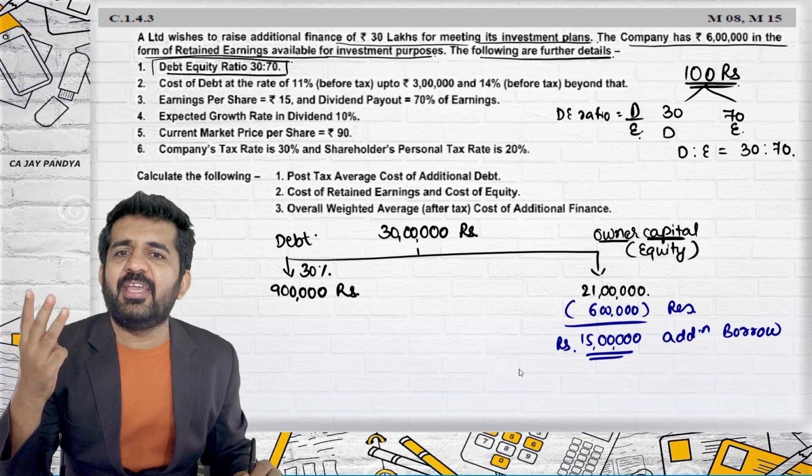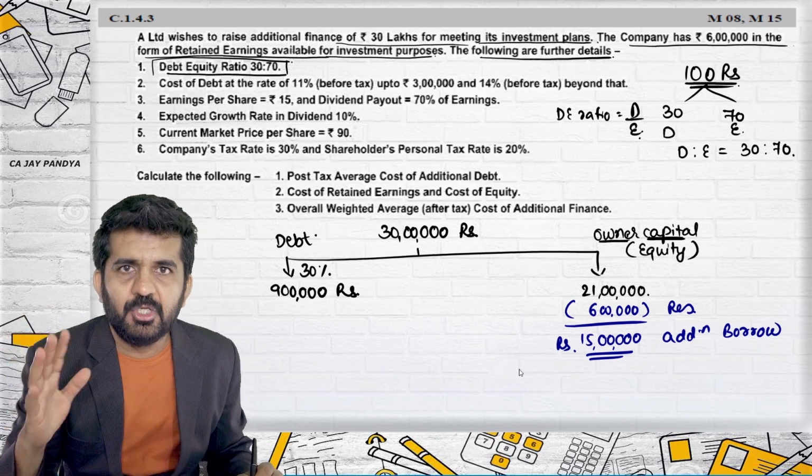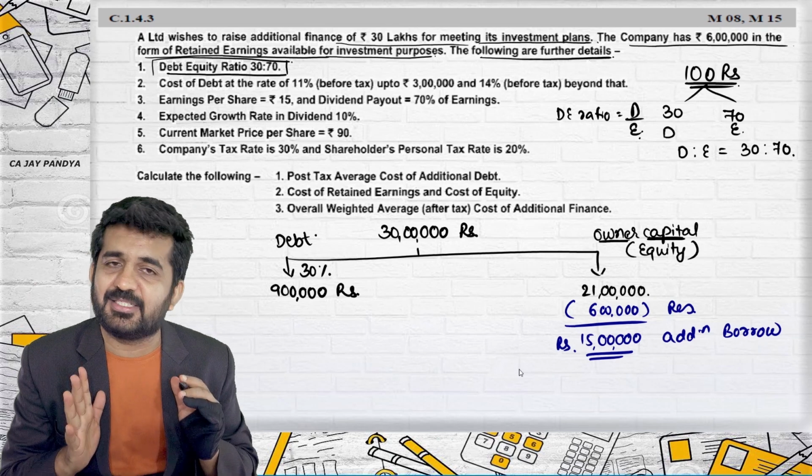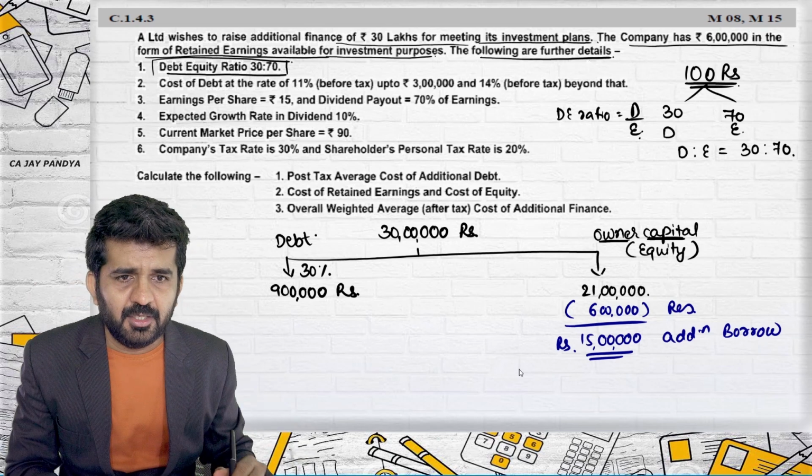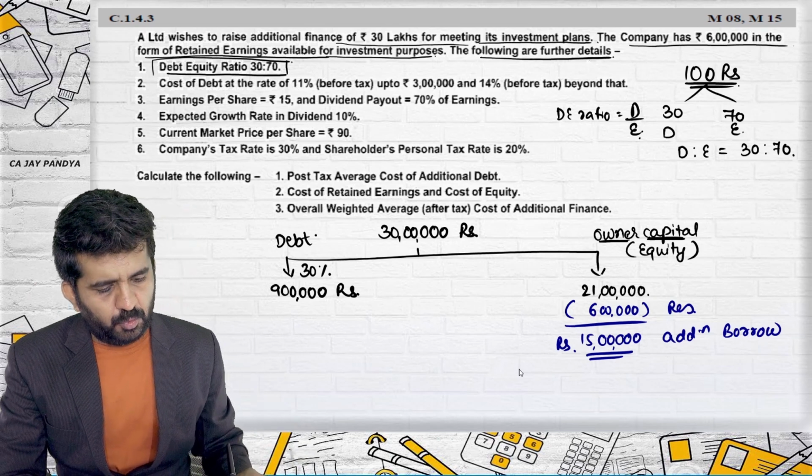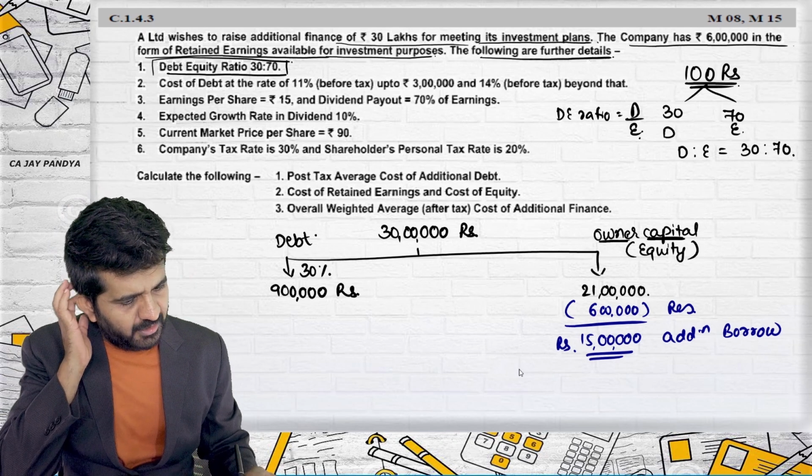You are already having 6 lakhs in your company. So total amount will be 30 lakhs. Is it all right? This is how you will borrow the money. Is it all right? Let us first go to debt and try to answer it.